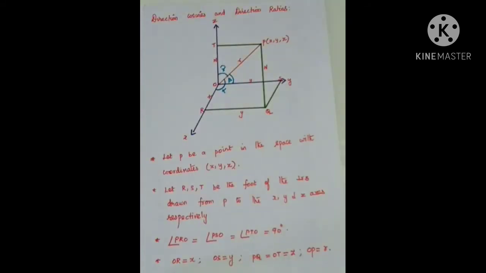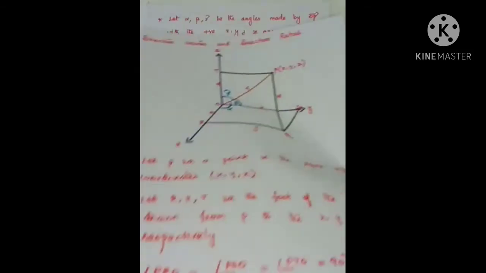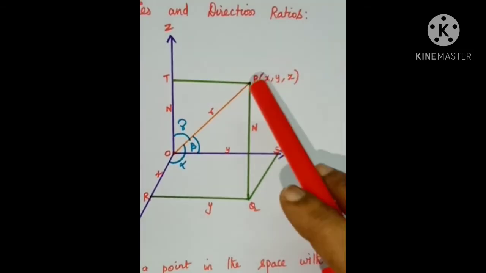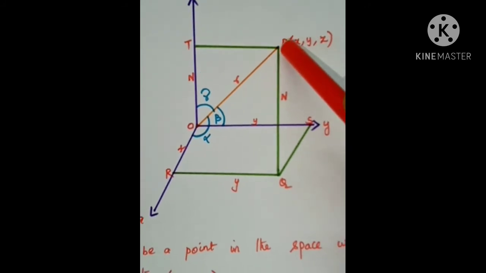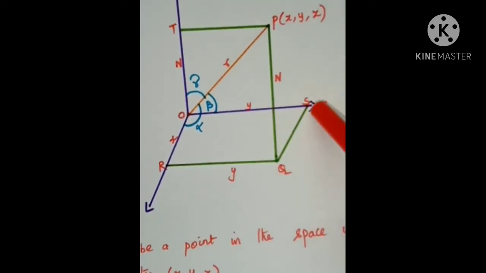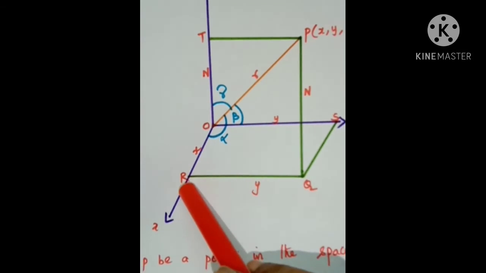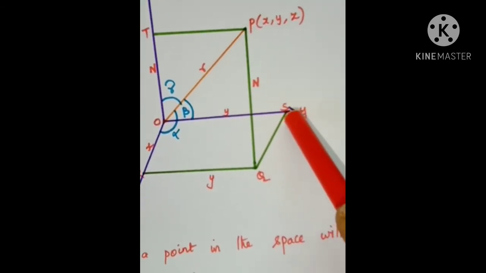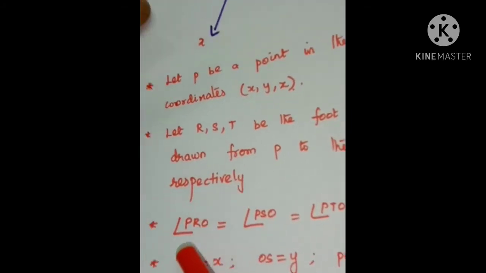So the next one is an important result: the direction cosines and direction ratios of a vector. The same diagram is taken here. You see, already I have said P of x comma y comma z. Let P be the point with the coordinates x comma y comma z in space. From P, we are going to draw the perpendiculars to the x-axis, y-axis and z-axis. The foot of the perpendicular drawn from P to the x-axis is R, to the y-axis is S, and to the z-axis is T. So therefore, the angle, what is it?